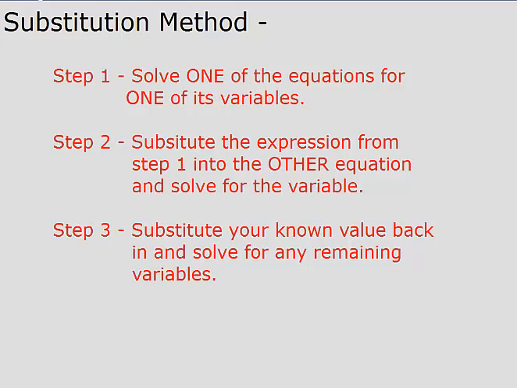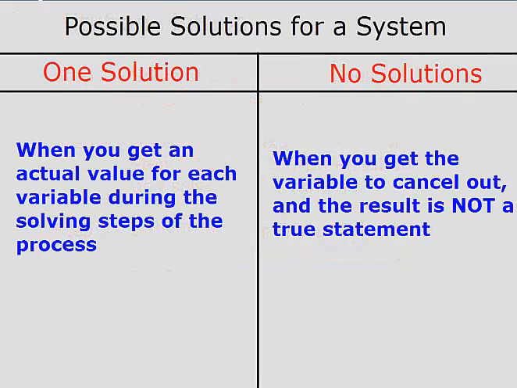So for one solution, that's going to be our regular operation, okay? And what I mean by that is when we isolate and solve for a variable, we're going to get x equals a number, okay? Or y equals a number. So when you have one solution, it's when you get an actual value for each variable during the solving steps of the process. So as you work through the process, your variables don't disappear, they stay. And you can get x equals a number or y equals a number. Everybody okay with that? Yes, no, maybe?